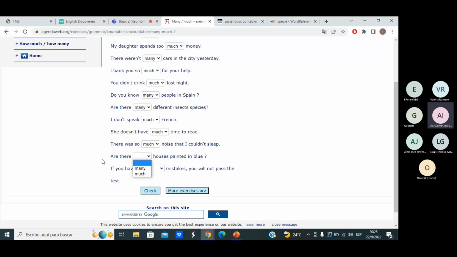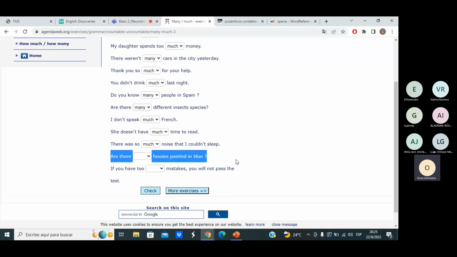The last one? No, well, this is not the last one. Who would like to try? A volunteer. Me, teacher. Okay, that one is easy. Okay, go ahead. Are there many houses? House or houses? Houses. Okay, are there many houses painted in blue? And the last one. This is the last one.